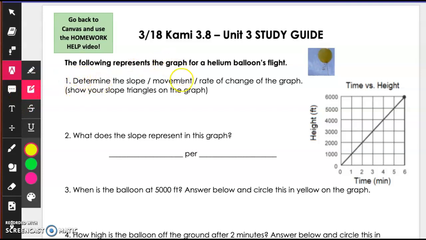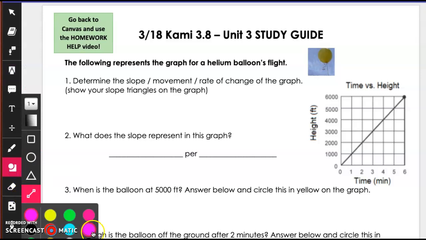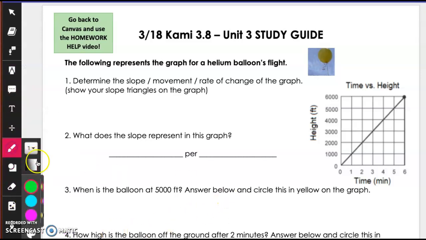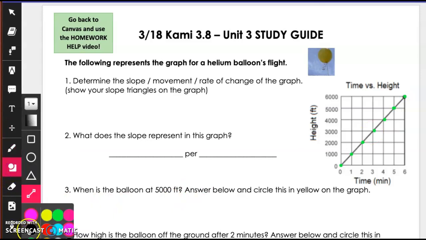Step 1, determine the slope, otherwise known as movement and rate of change of the graph. And we're asked to show our slope triangle. So I'm going to grab the line tool. Actually, I'm going to grab the drawing tool first and find some lattice points. And the nice thing is, there are a bunch of them. Question is, can I draw all of them? Anyways, all you have to do is pick 2 of them and draw a slope triangle between them. So I'm going to pick the first 2.